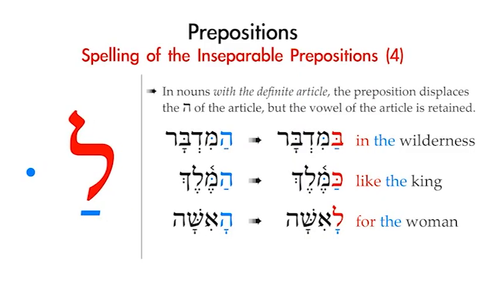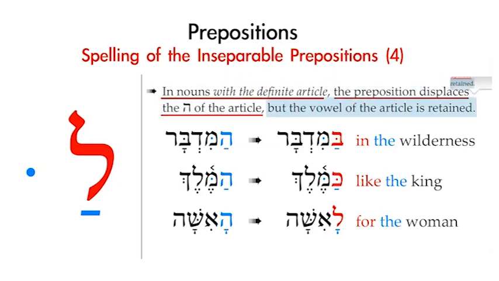Let's look. In nouns with the definite article, the preposition displaces the hey of the article, but the vowel of the article is retained. Now, I've chosen to let this slide appear in three different colors so that you can see what's happening. You'll see that the definite article is blue and the prepositions are red, and then the object is in black. So let's look at what happens. Here's our first example. We have the noun midbar, or wilderness, and to it is prefixed in blue the definite article, which consists of hey, patach, and dagesh forte.